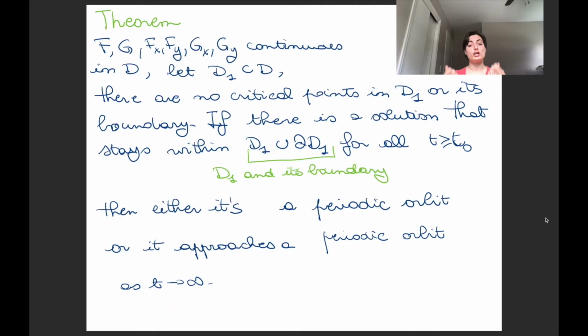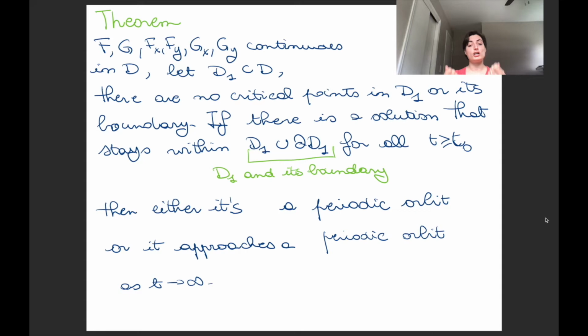There is also another theorem that states that if you have f and g continuous with continuous derivatives in a domain D, and then you take a smaller domain D1, such that there are no critical points in D1, nor on the boundary of D1. If there is a solution that stays within D1 for all times bigger or equal than T0, then either it's a periodic orbit or it approaches a periodic orbit as t tends to infinity.